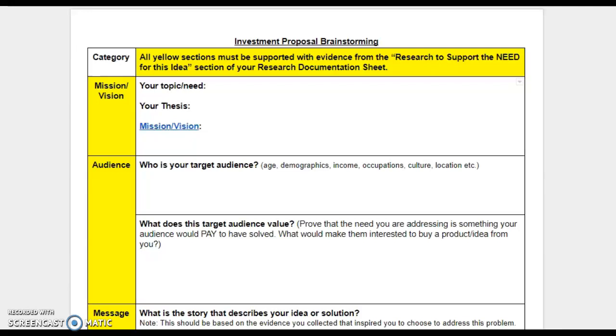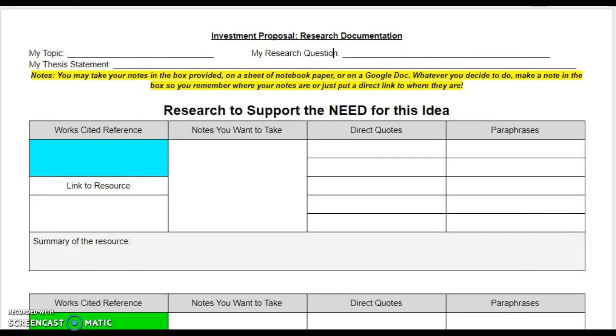This is a quick video about the certain categories in your investment proposal brainstorming. We're going to focus this video on everything that is in yellow. Now you'll notice at the top, it says that all yellow sections must be supported with evidence from the research to support the need for this idea section of your research documentation sheet.